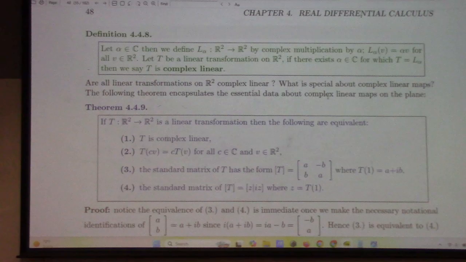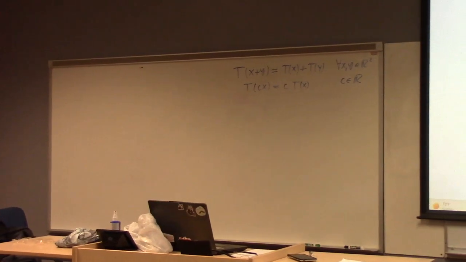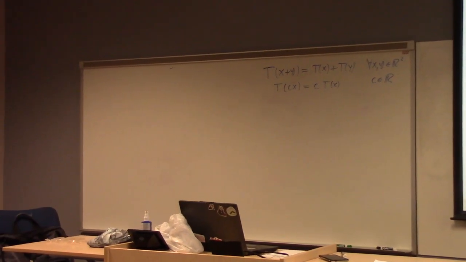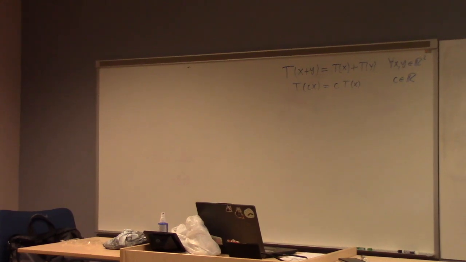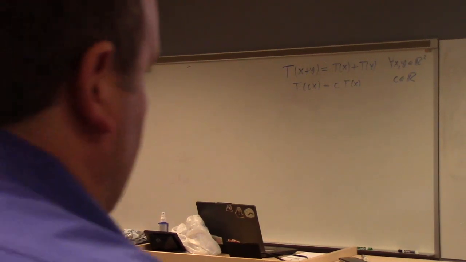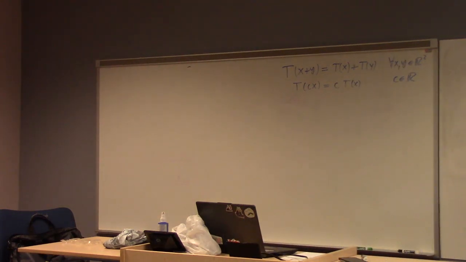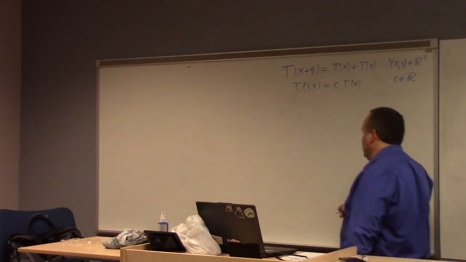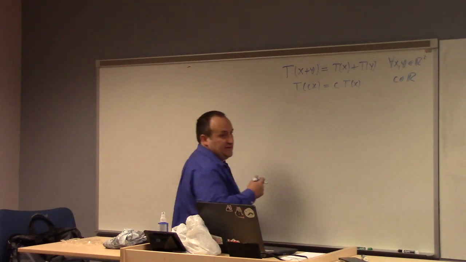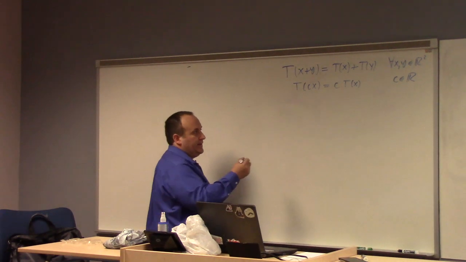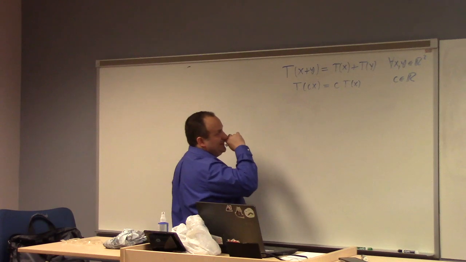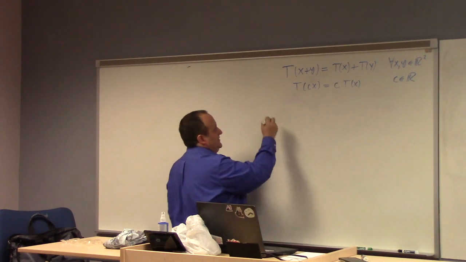Some people would say the fundamental theorem of linear algebra is that a mapping is a linear transformation of column vectors if and only if its formula can be written by matrix multiplication. Let me show you that. I'll give you an example.